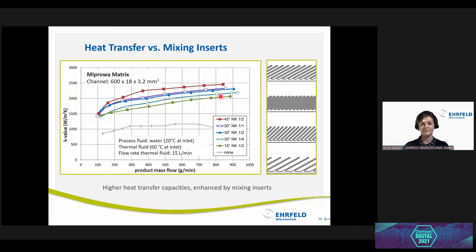with the mixing inserts. Also a nice add-on is that we have these mixing inserts in different shapes. So here on the right side, you can see the different shapes, and here we can change the flow velocity. It's also depending on viscosities, and you really can choose according to your chemistry the right shape of these mixing structures.